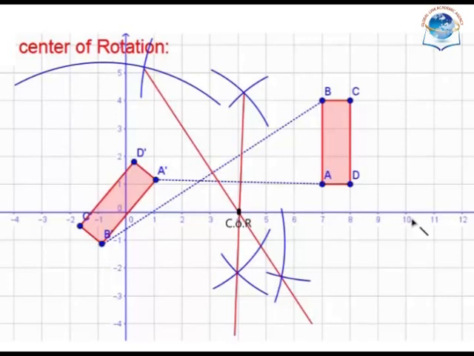To find the angle of rotation, you join any two corresponding points to the center of rotation. A to O, and then A prime to O. The angle between them is the angle of rotation. Direction? It's obvious that this figure was rotated anti-clockwise, and so it's positive 140 degrees.